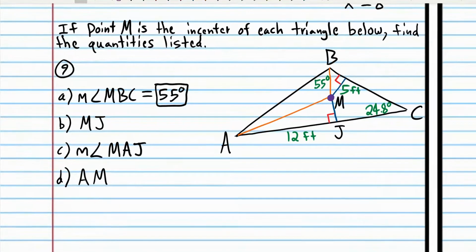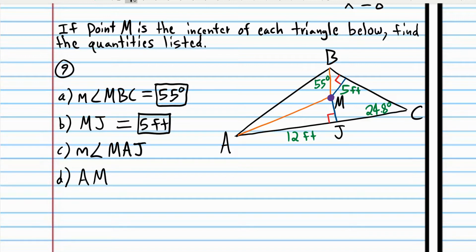So now we're looking for MJ. Now remember, the Incenter Theorem tells us that the incenter is equidistant from the sides of the triangle, and because these red boxes are here, that means that these blue segments represent the shortest distance from the incenter to the sides of the triangle, and they're equidistant, or they're all equal. So if this length is 5, that means this length must be 5 also. So MJ is equal to 5 feet.